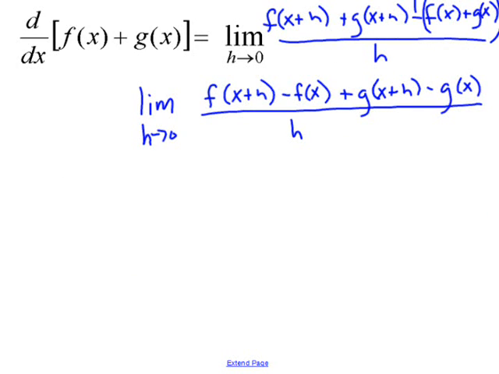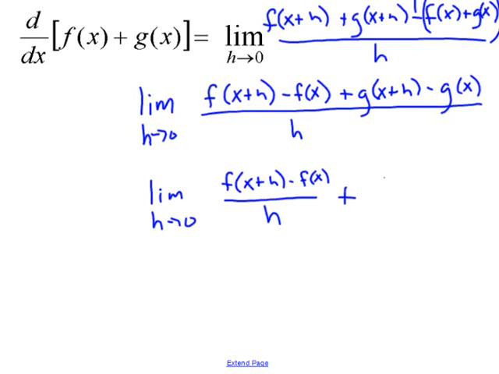Okay. And now I can break up the fraction. So I can rewrite that as f of x plus h minus f of x over h, plus g of x plus h minus g of x, all over h. Right, because they have the same denominator, you just combine numerators and put it over just the h, so we can split it up just like we can put it together.